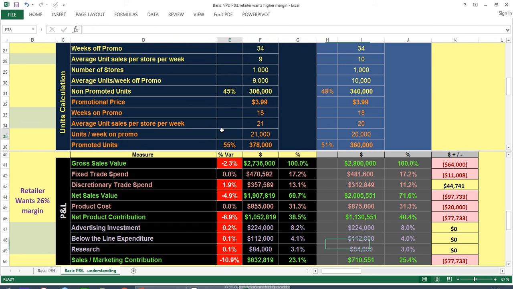So all I wanted to do in this video was just show you that there are different ways you can look at this. When the retailer demands higher margin, it is going to impact your P&L. How much it impacts consumer sales is a matter of how you treat it and how you manage it.